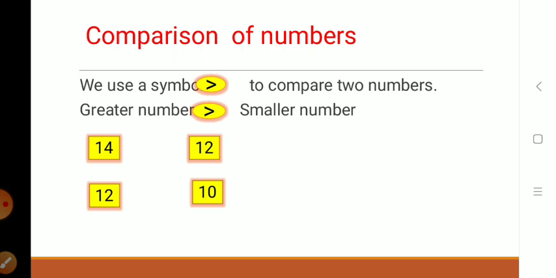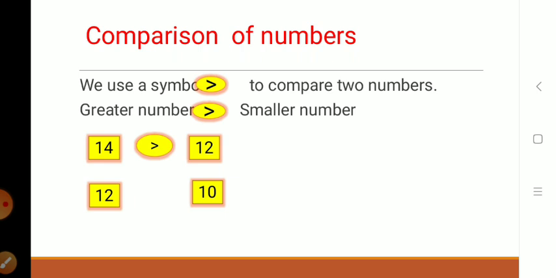And how will you read this? If the greater number is given first and this symbol is given, you will read this symbol as greater than. Now we will see these examples, 14 and 12. Which number is greater, 14 or 12? 14. So we will give the symbol. This open side is facing the greater number 14. And how will you read it? 14 is greater than 12.